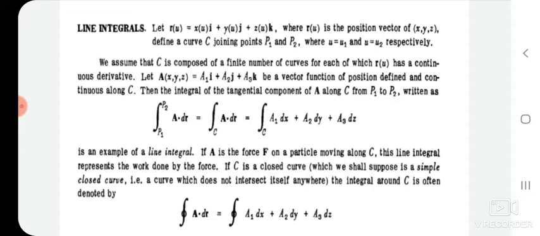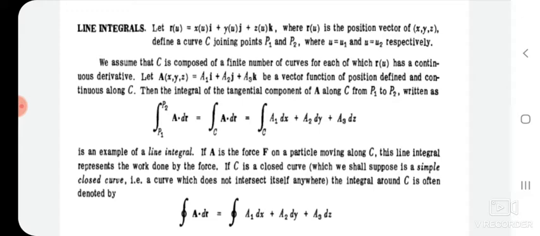Now, we assume that C is composed of a finite number of curves, for each of which r has a continuous derivative. So, let us consider a vector A is equal to i A1 plus j A2 plus k A3 be a vector function of position defined and continuous along a curve C.